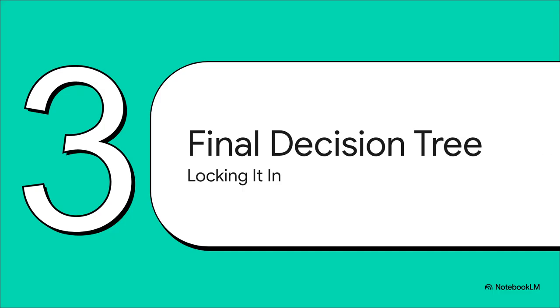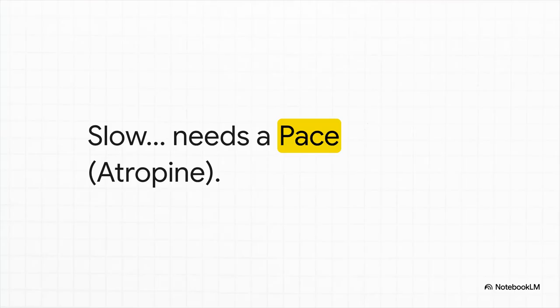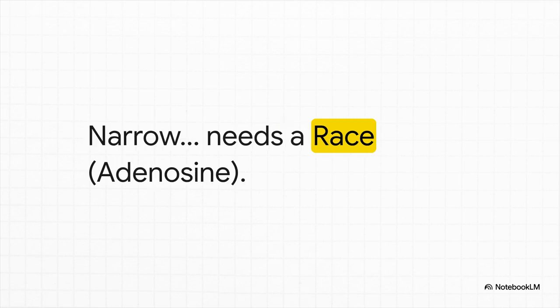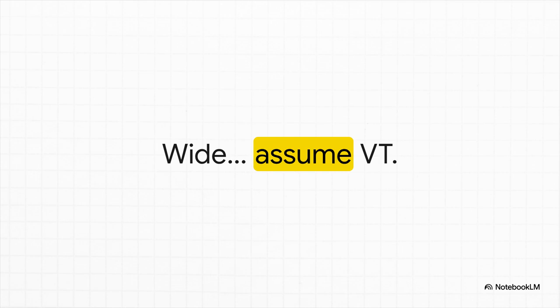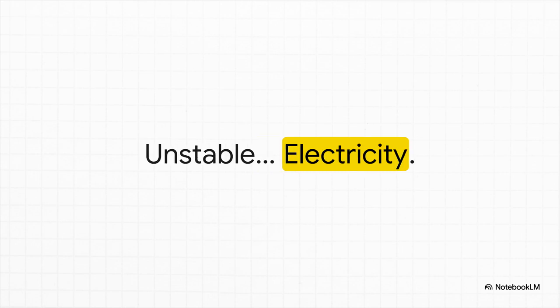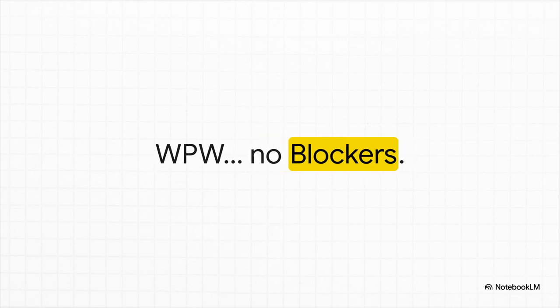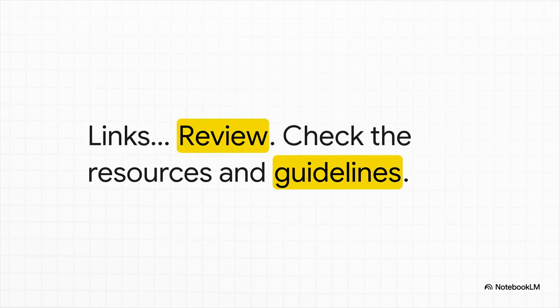Perfect. Master the branch, check for stability, follow the guidelines. Okay, Sarah, let's lock this in for good. Here comes the final decision tree. Slow? Needs a pace. Atropine. Narrow, needs a race. Adenosine. Wide. Assume VT. Unstable. Electricity. WPW, no blockers. And finally, links, review. Always review the official links and guidelines.